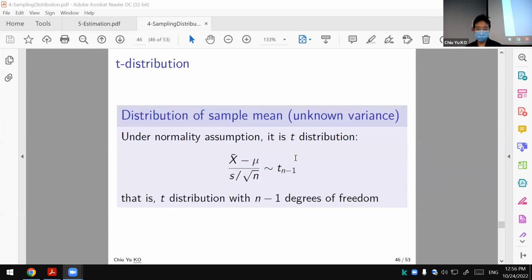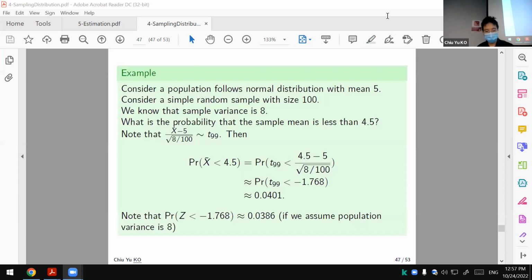The only different thing is we replace sigma with this guy, and under normality, this is called T with n-1 degrees of freedom. It is not clear why we would use T with n-1. It's related to chi-square and some math that we don't cover, but you just need to know that we actually have to use n-1. Let's see an example and I'll tell you how we can do it, okay?